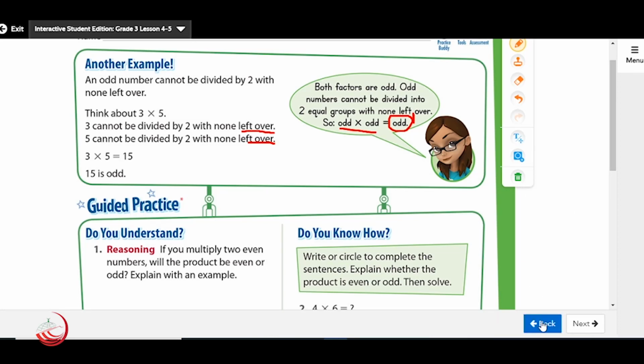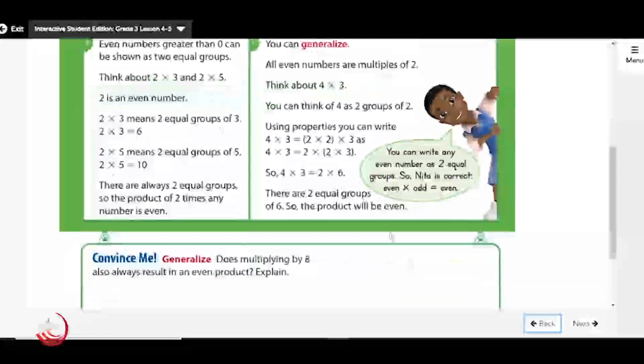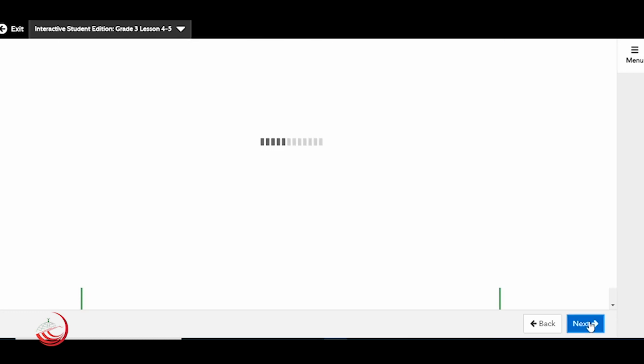Alright? But on the previous page, we see here even times odd equals even. Hey, where's the pen? Where did it go? Even times even, even times odd equals even, and even times even is even too.